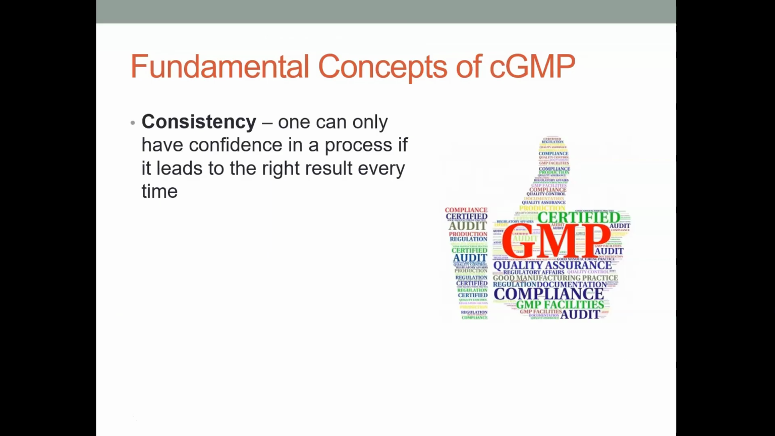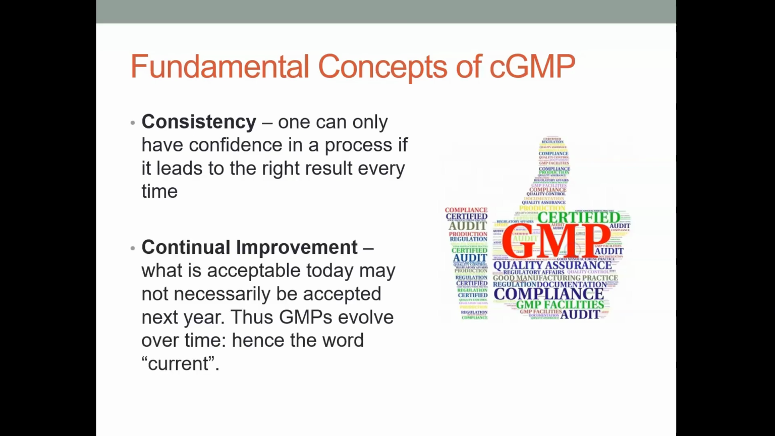The first one is that things have to be consistent. You can only have confidence in a process if it leads to the right result every time, and consistency in a pharmaceutical environment is critical. If things aren't consistent, then there are question marks over how things are made and if there are errors occurring.